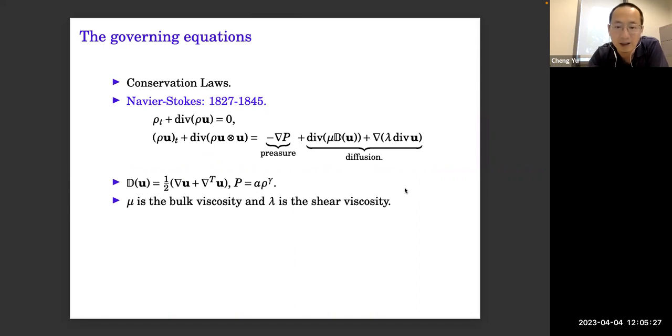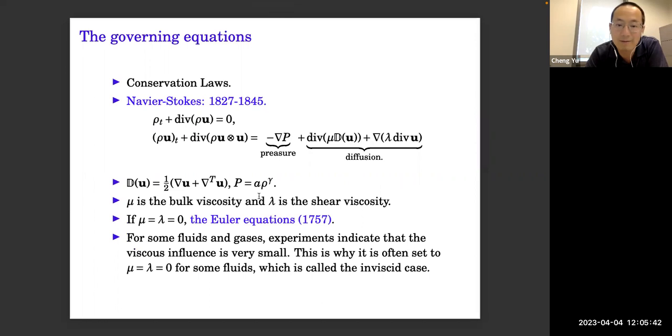For the compressible case, we choose P equal to rho to the power of gamma. In physics, gamma is usually bigger than or equal to 1. When we choose mu and lambda equal to 0, the compressible Navier-Stokes equations reduce to the compressible Euler equations. The compressible Euler equations are the oldest system of conservation laws.